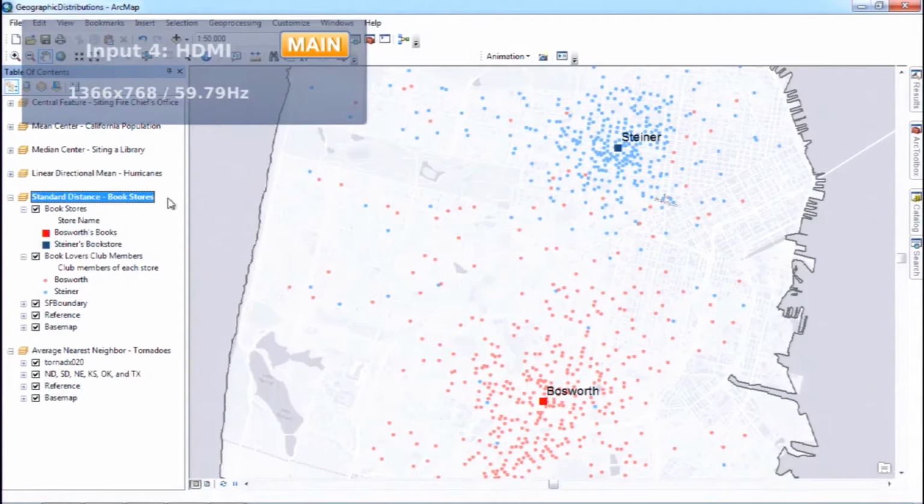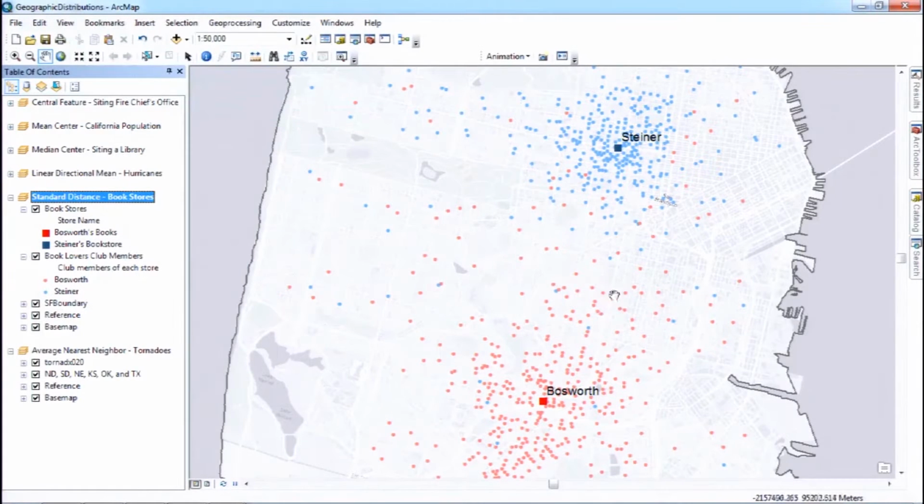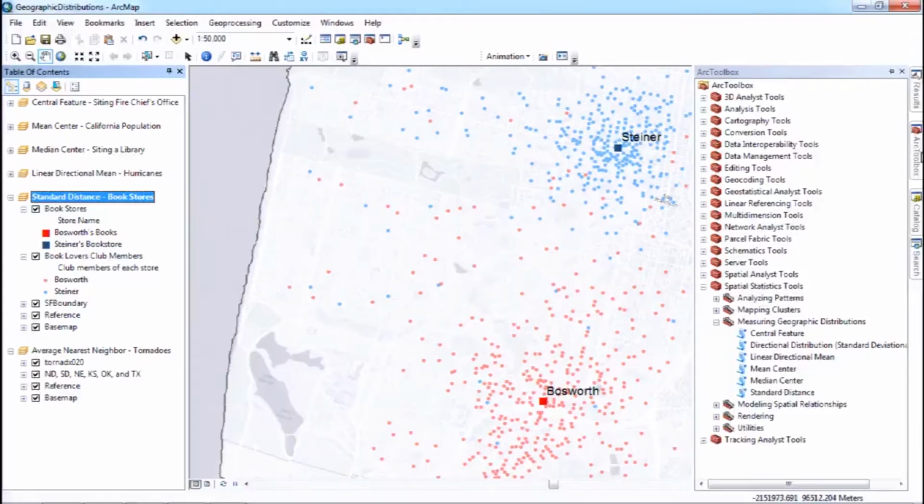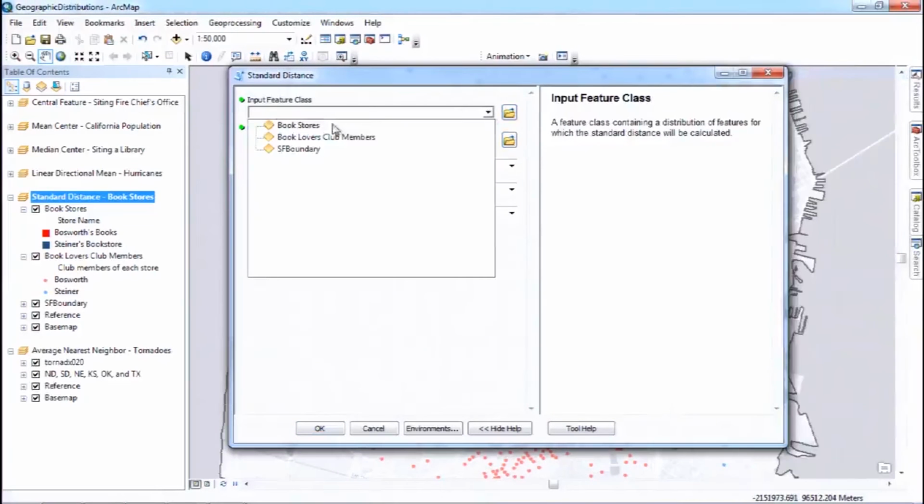Okay, this is actually pretty cool. We're looking at 2 bookstores in the San Francisco area, and we have the locations of the customers for each, the people that belong to their loyalty clubs for each of these bookstores. What we want to do is see which one has a larger distribution throughout the city, kind of a bigger pull, essentially. So we're going to run the standard distance tool.